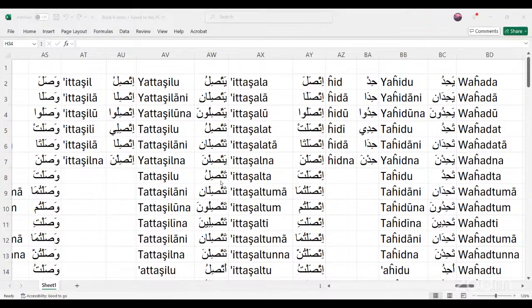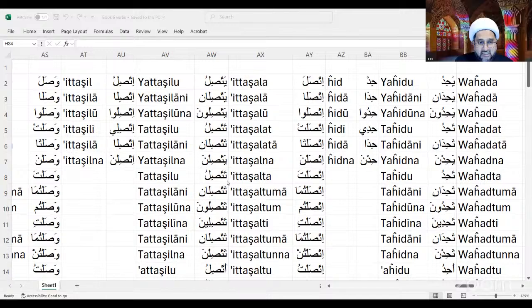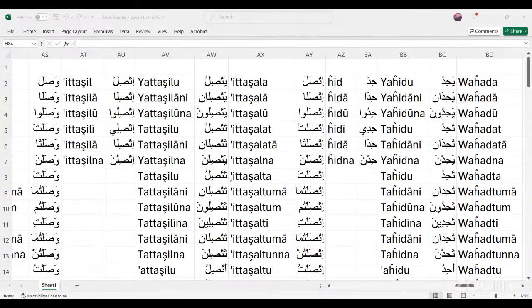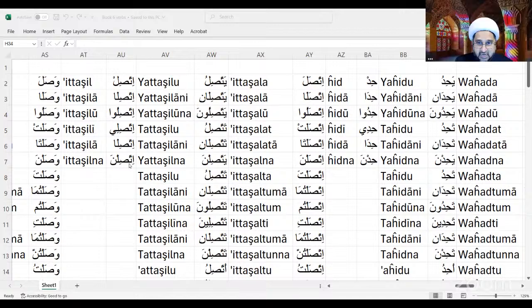And then the command will be made from anta. Tattasilu. Ittasil. So the ta gets dropped, and the alif, as I mentioned, whenever there's an alif in the past tense, it comes back in the command. So it becomes ittasil. Ittasil, ittasila, ittasilu, ittasili, ittasila, ittasilna. Is this clear for you?